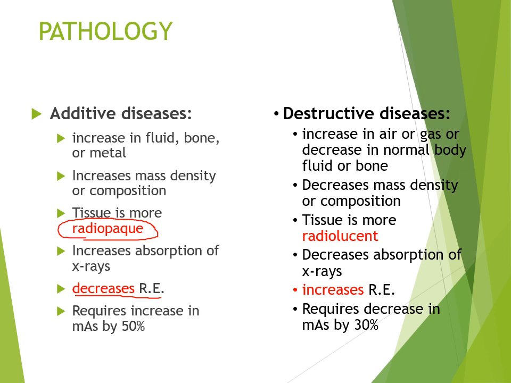Destructive diseases are those that have an increase in air or gas, or a decrease in normal body fluid or bone. So there's a decrease in mass density or composition. The tissue is more radiolucent. There's going to be a decrease in absorption, otherwise known as attenuation of X-rays, and we're going to see an increase in receptor exposure. We want to decrease mass by 30%.